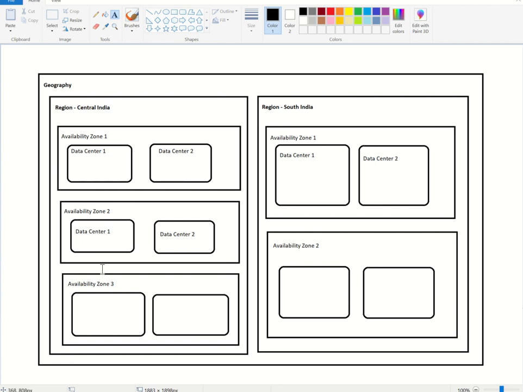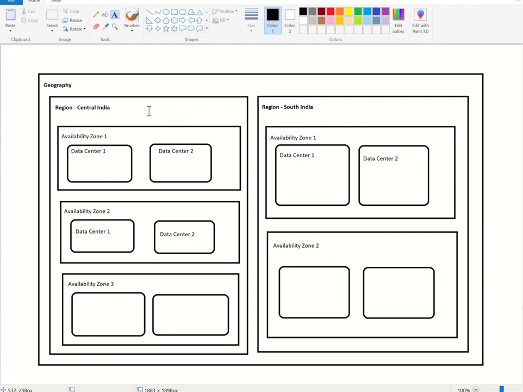So that brings us to the conclusion of how Azure architecture looks at a high level. You have a geography, the country, and you divide a geography into regions like north, south, east, west, central, and so on. Each region contains availability zones, and inside availability zones you have your data centers.